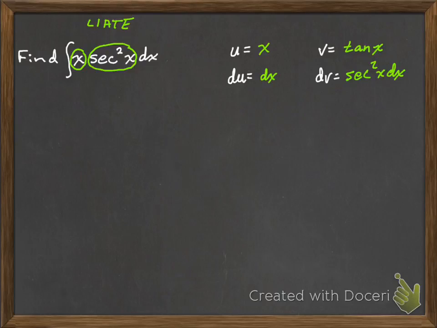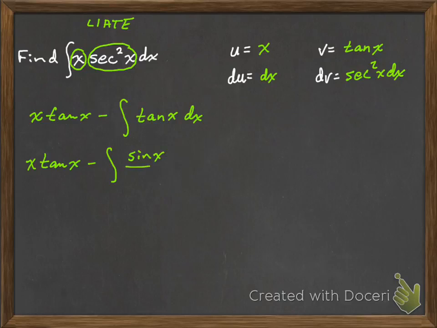All right, so using our formula, which is u times v, so that's x times tangent x minus the integral of v du, which is dx. All right. Now, the integral of tangent of x, we don't really have a formula for, but we can use a little trig identity to figure this out. Tangent is the same thing as saying sine of x over cosine of x.